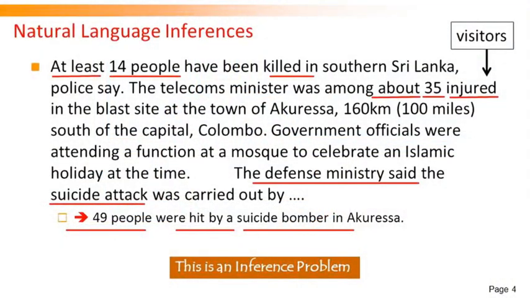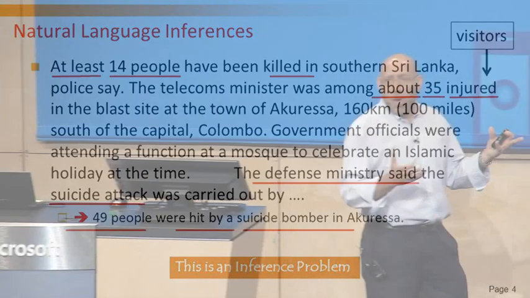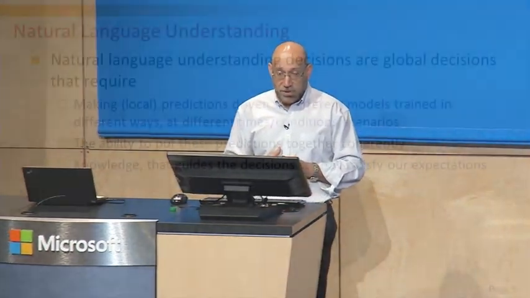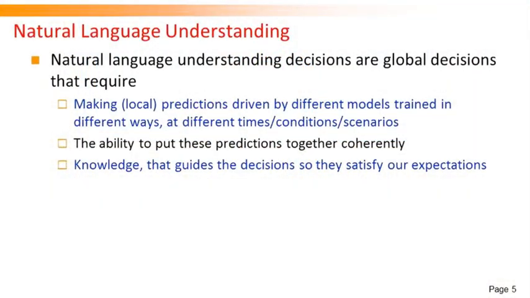In fact, the defense ministry said that, and who knows whether we believe the defense minister or not. So we have to do a lot of things here, a lot of small problems, and put this together in a way that makes sense to us and to the specific problem. This is what I want to call the inference problem, and I want to connect this to the way we think about common sense reasoning. So the bottom line is that, given this example, I'd like to think about natural language understanding as a type of decision that we are making that are global.